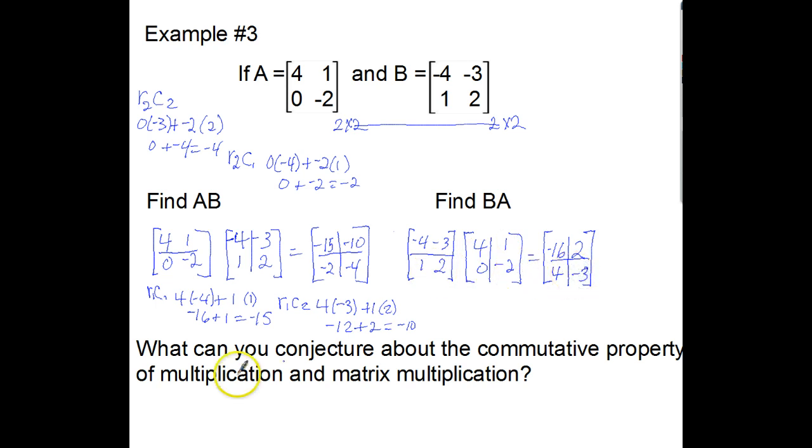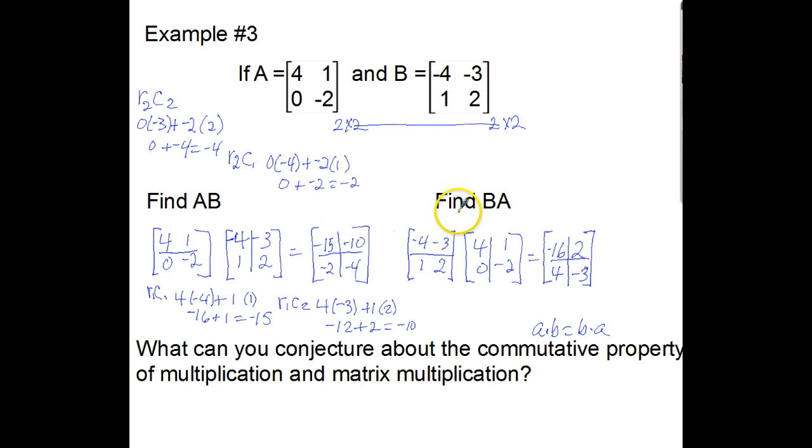All right, now, what can you conjecture, which means to tell what you think is true based on your experience, about the commutative property of multiplication and matrix multiplication? If you remember, the commutative property says that A times B equals B times A. You can take the multiplication and turn it around, and you get the same answer. And that works with the real numbers. But we're dealing with matrix multiplication.